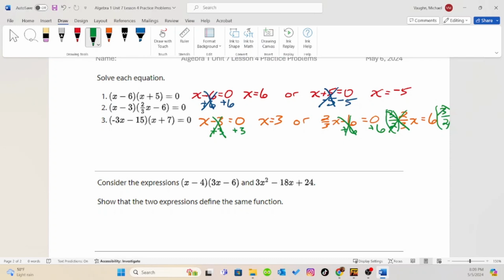Then, sorry, 2 goes into 2 once. 2 goes into 6 3 times. And we have x equals 3 times 3, which is 9, over 1, which is 9. So either x equals 3 or x equals 9.